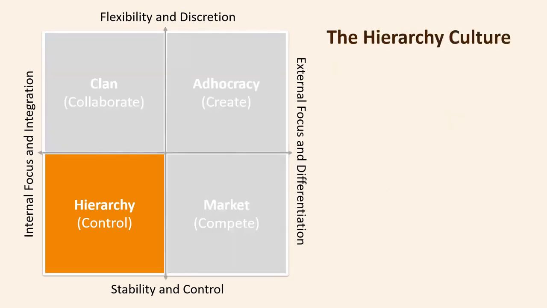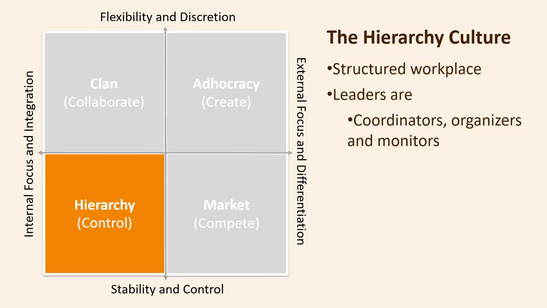The hierarchy culture in the bottom left quadrant is characterized by a controlling environment. The hierarchy culture is characterized by a formalized and structured workplace. Procedures and controls govern what people do. Effective leaders are good coordinators, organizers, and monitors. Maintaining a smoothly running organization is important. The long-term concerns of the organization are stability, predictability, and efficiency. Formal rules and policies hold the organization together.